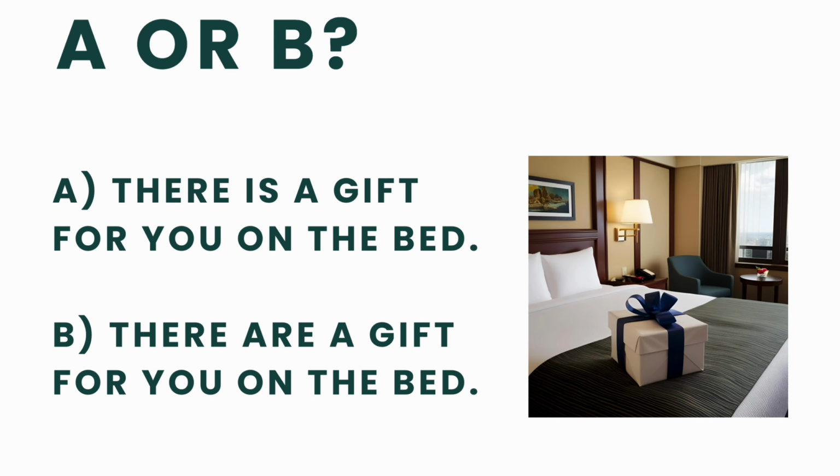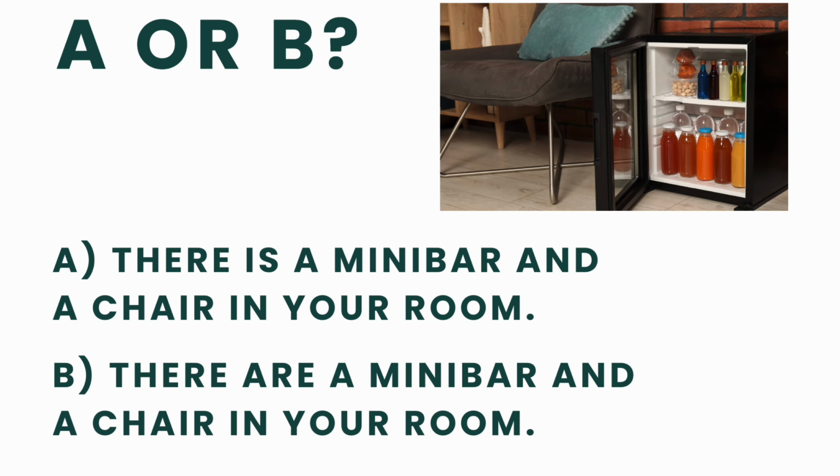There is a gift for you on the bed. There are a gift for you on the bed. A or B? 3, 2, 1, and it is A. There is a gift for you on the bed. One gift, so it's a singular noun, that's why we use there is. There's a minibar and a chair in your room. There are a minibar and a chair in your room. A or B?